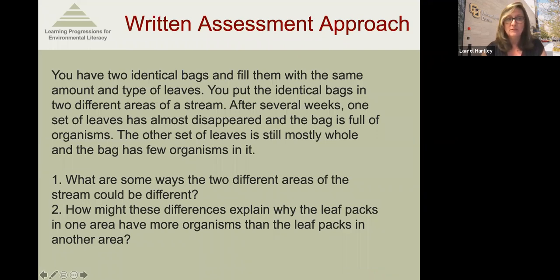Here's a sample question. You have 2 identical bags and you fill them with the same amount and type of leaves. You put the identical bags in 2 different areas of a stream. After several weeks, one set of leaves has almost disappeared and the bag is full of organisms. The other set of leaves is still mostly whole and the bag has few organisms in it. What are some ways the 2 different areas of the stream could be different? How might these differences explain why the leaf packs in one area have more organisms than the leaf packs in another area? So we ask students questions like this and we see what they say.